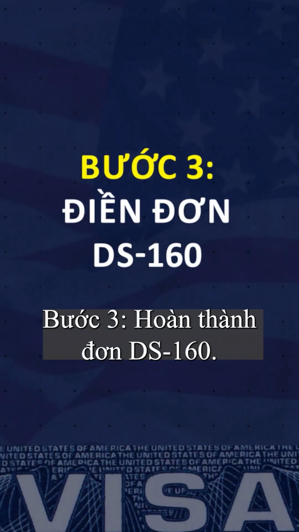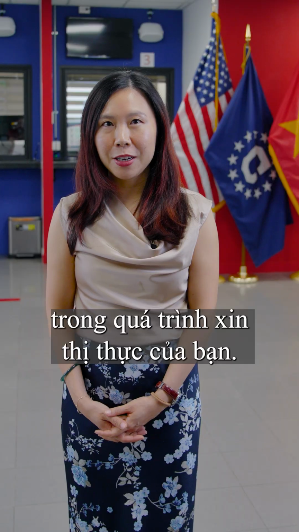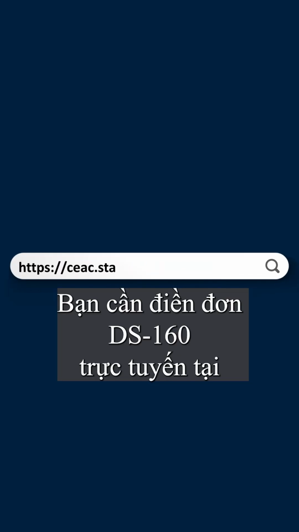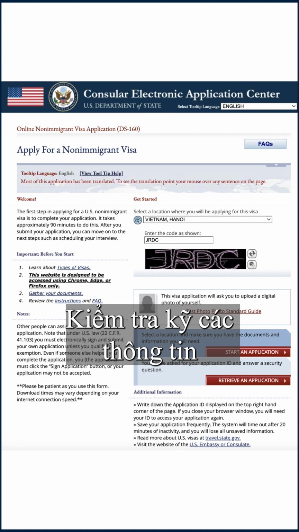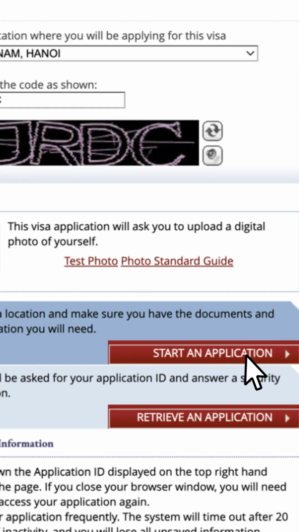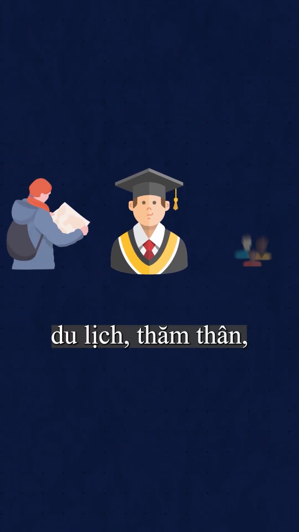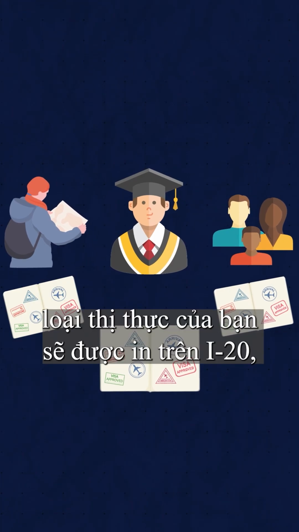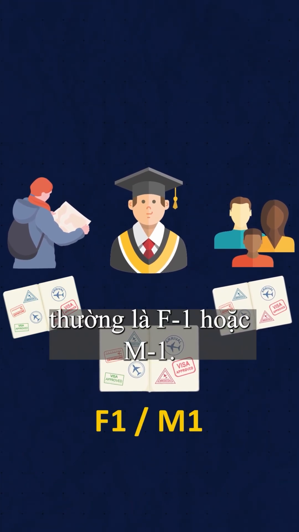Step 3. Completing the DS-160 form. This is the most important part of your application, so let's go over it very carefully. You have to fill out the DS-160 form online on this website. Double-check everything before you submit it. Whether you're a student, tourist, or visiting family, each visa has its own requirements. For students, your visa type will be printed on your I-20. It's usually F1 or M1.